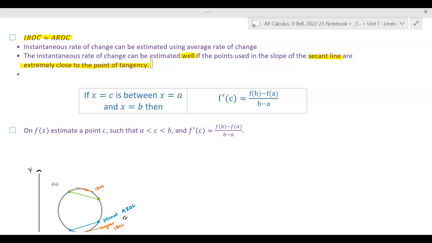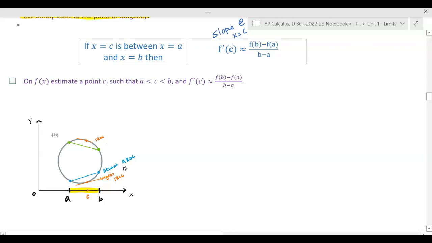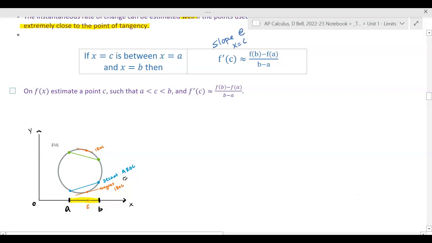So if x equals c is between x equals a and x equals b, then f prime of c, the slope at c, is approximately f of b minus f of a over b minus a, the slope between the 2 points. Now, again, the closer a and b are to each other, with c in the middle, the better the estimate is going to be.